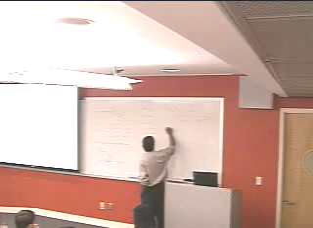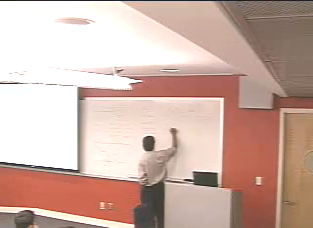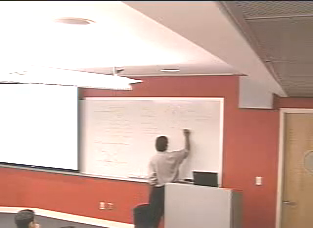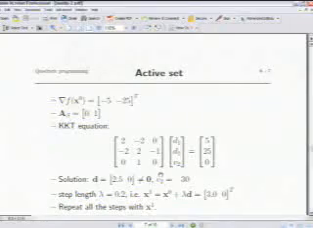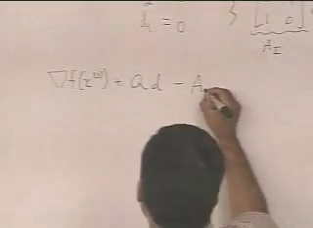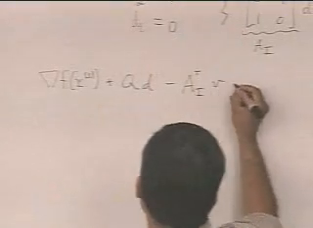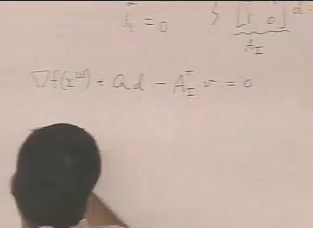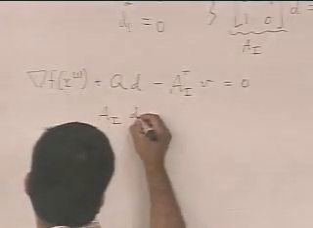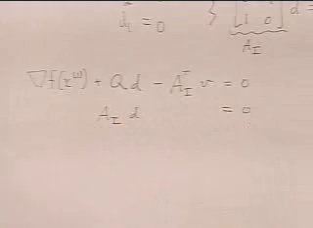All right, so write out the condition. The condition again is the gradient of f at the point x1 plus Qd minus, let's call this matrix A sub I, A sub I transpose v is equal to 0. This is the gradient condition. The other condition tells me that A sub I d must be equal to 0. This is the primal feasibility condition.